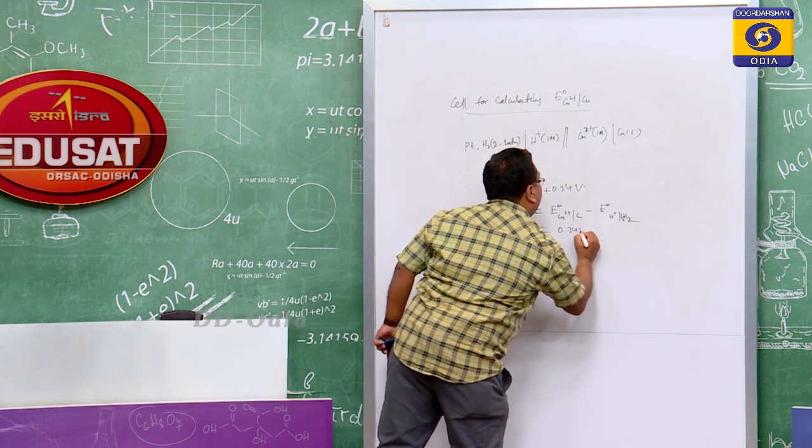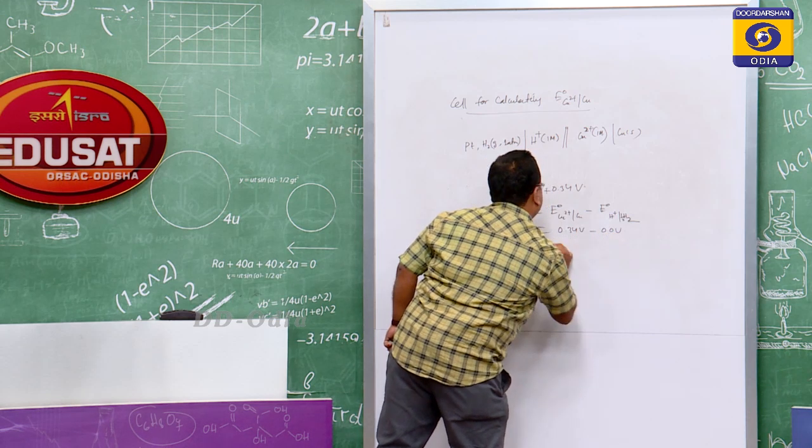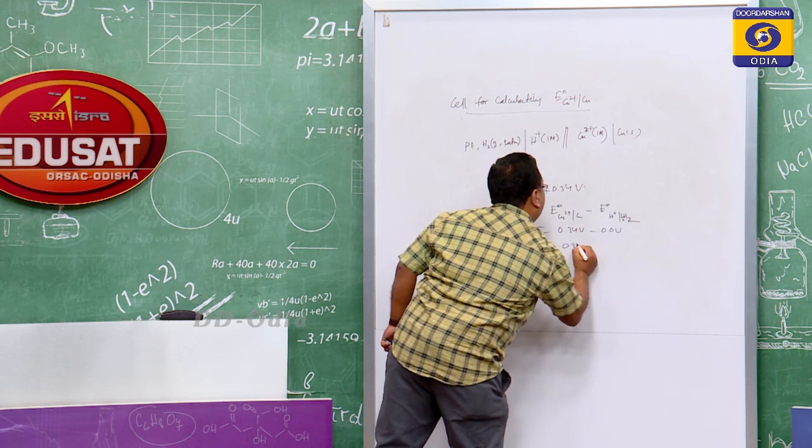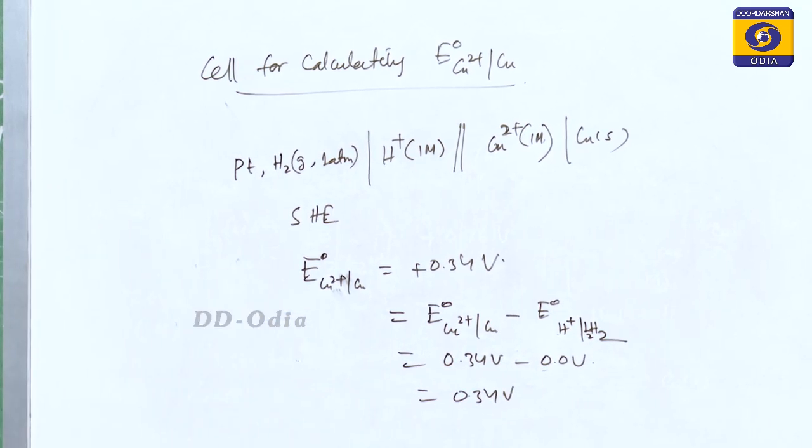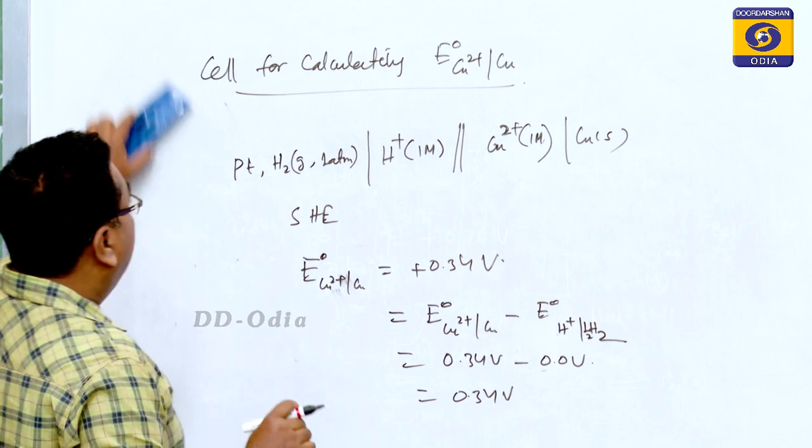This is 0.34 volt minus 0.0 volt. This comes out to be 0.34 volt. So, this represents the reduction potential of copper. Now we shall see how you can calculate the EMF of a cell.